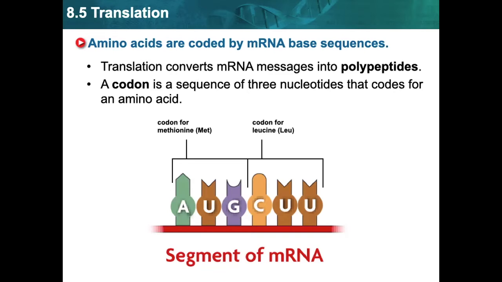But this is how mRNA builds proteins, because amino acids are the building blocks of proteins. And so by each codon calling for one amino acid, it builds the protein one block at a time to create that unique protein.